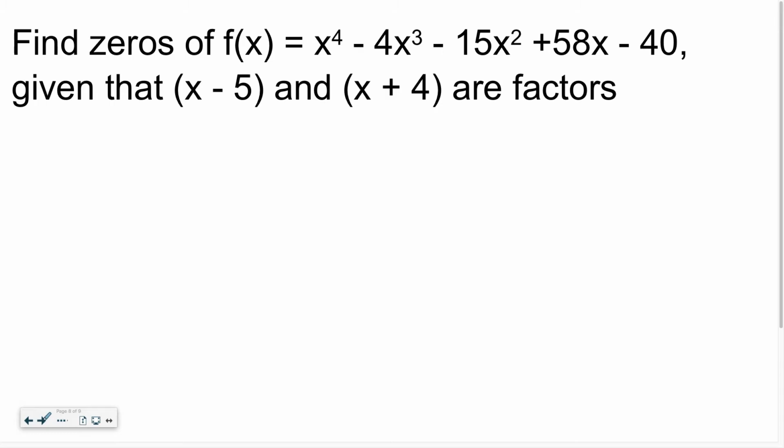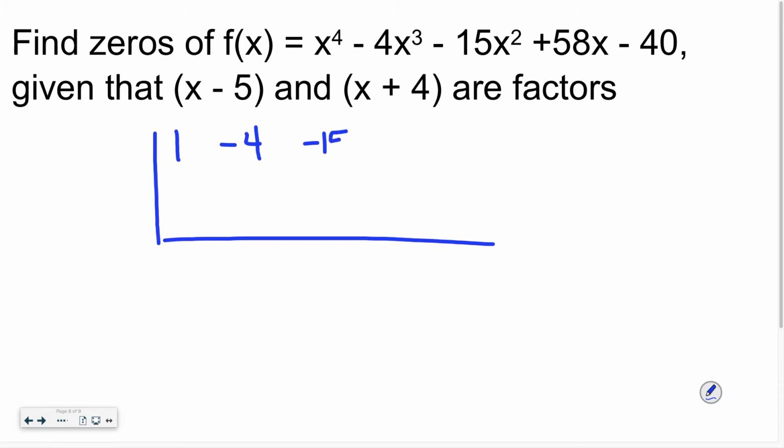Okay, so here we go. Our original equation is x to the 4th minus 4x cubed minus 15x squared plus 58x minus 40. Don't panic. I know that those seem big. It'll be fine. So let's start with x minus 5. So we're going to throw a 5 out front.